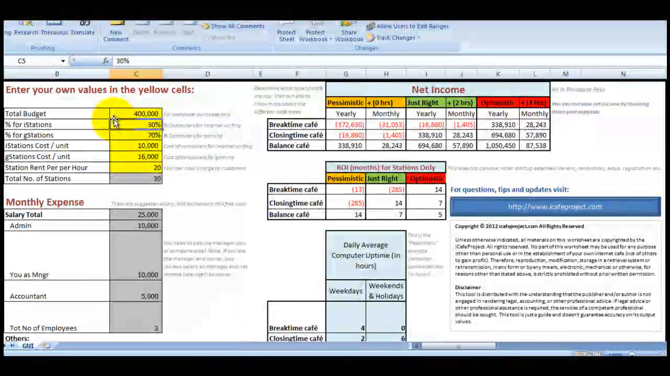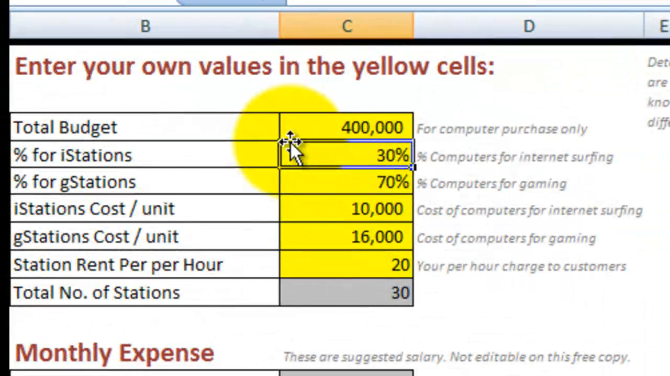Okay, so for example, you have a 400,000 pesos budget, and then what percentage of that total budget will you allocate for computers that are specifically for internet cafe or internet surfing alone? And what percentage of that total budget will you allocate to buying computers that are specifically for gaming? So there are 2 types of computers.